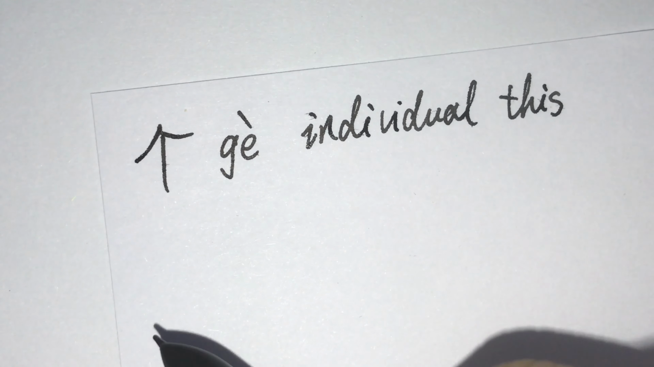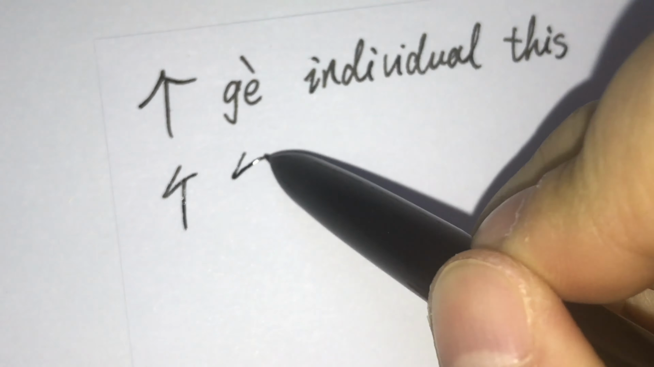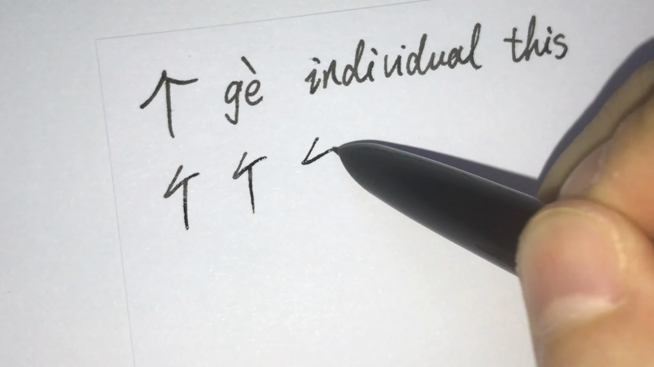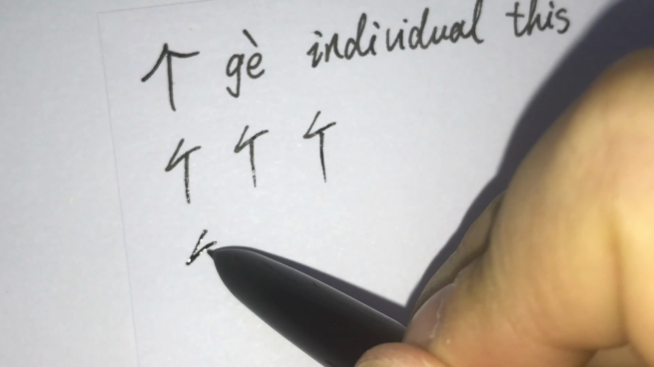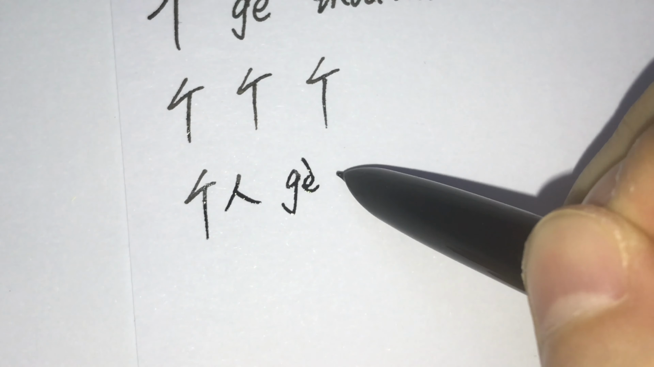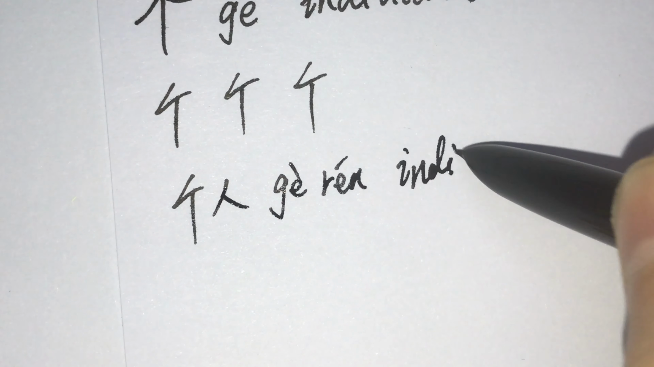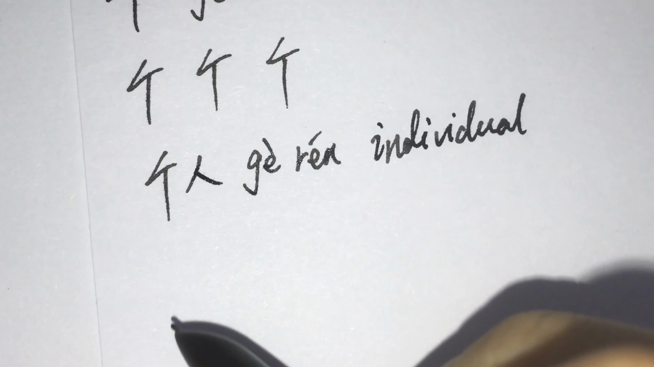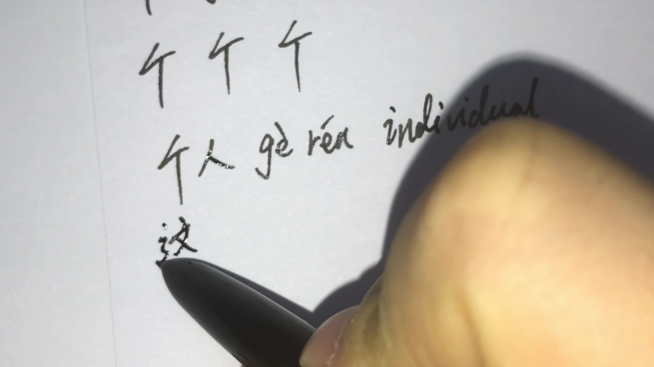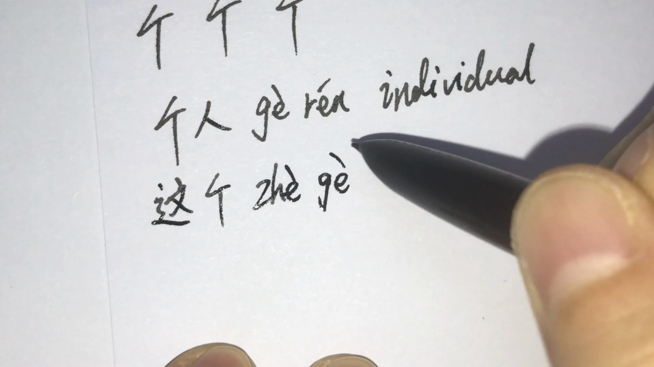Now you can write it in cursive like this. 个. For example, 个人, individual. 这个, this.